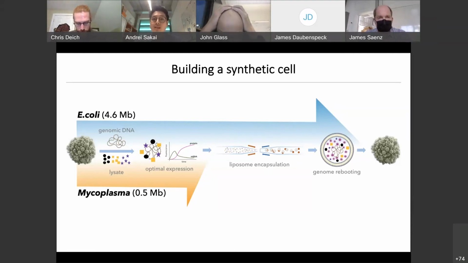The idea in the end is that we can use the mycoplasma as a model organism because of many advantages. The mycoplasma genome is much smaller than the E. coli, so that solves a lot of engineering problems when it comes to liposome encapsulation, for example. And the minimal metabolism also we see is a very attractive feature for the mycoplasma.